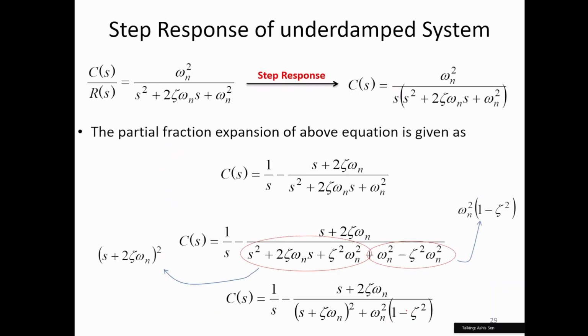Now, we talk about step response of an underdamped system, similar to how we did for a first order system. In a second order system, for an underdamped system, we talk about if the input happens to be a step input, your R(s) happens to be a step input, how the response is going to look like. So you have a typical transfer function which relates the output with input.